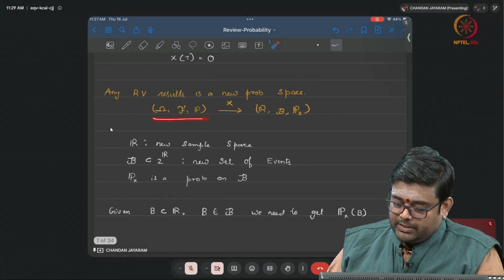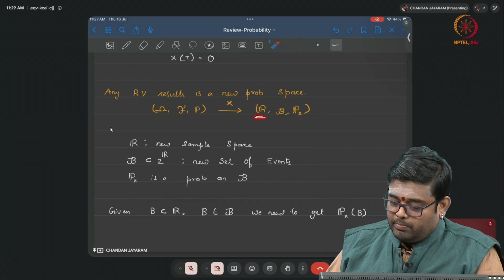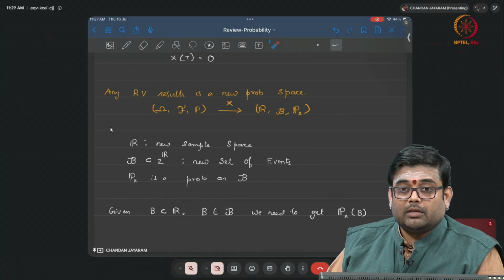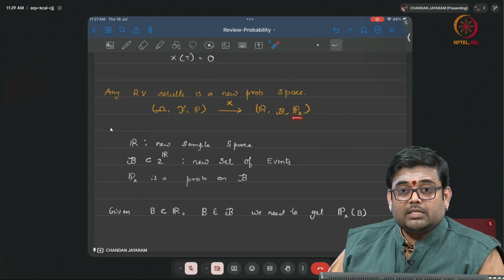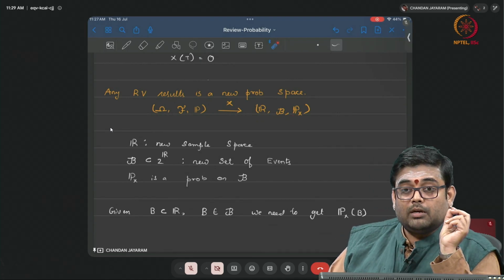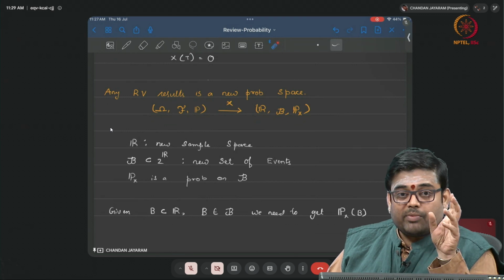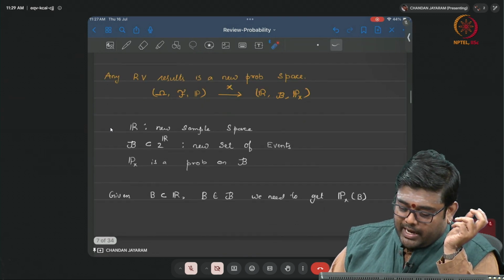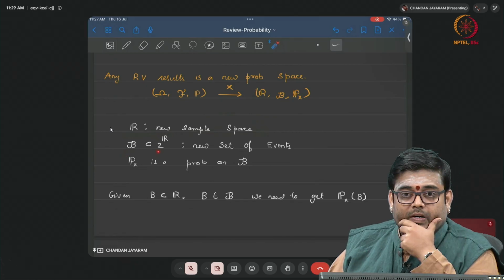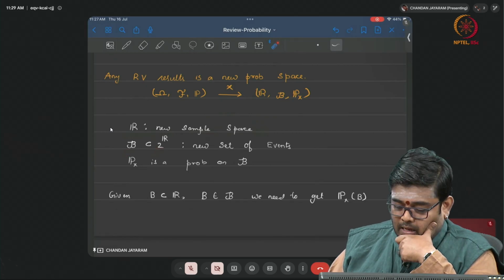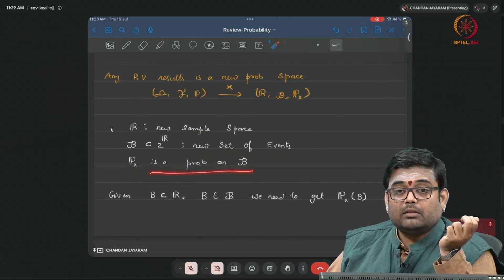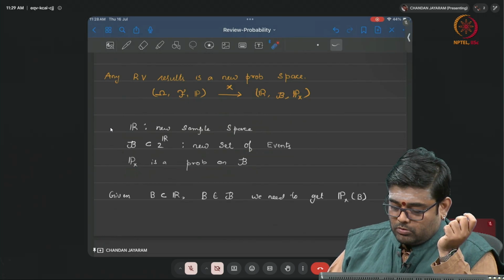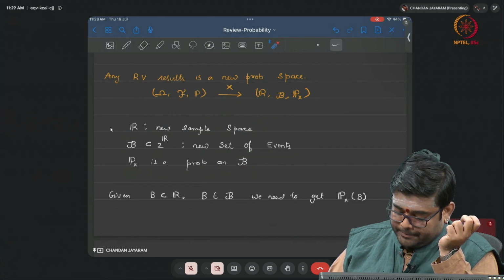Okay, fine. So now any random variable results in a new probability space. That is, you have this X, so it goes to (R, B, P_X). Please be very comfortable with this notation. This P_X is a new probability measure which arises because of the random variable X. Here R is the new sample space and this scripted B is a subset of 2^R. This is a new set of events, and this P_X is the probability that you are assigning on this space B.